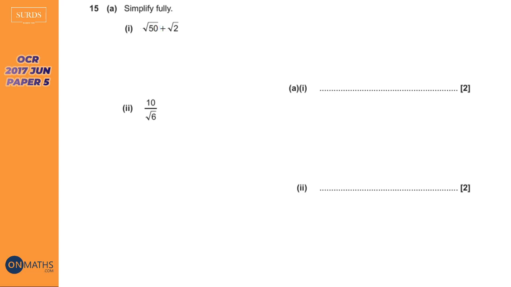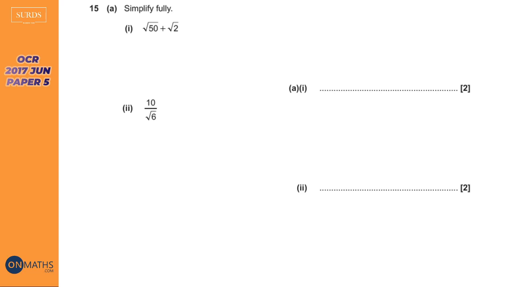I should point out that paper 5 on OCR is non-calculator, and all the questions today are non-calculator, and for Surds they normally are, because if you type root 50 plus root 2 into a modern calculator, it will do the Surds for you.